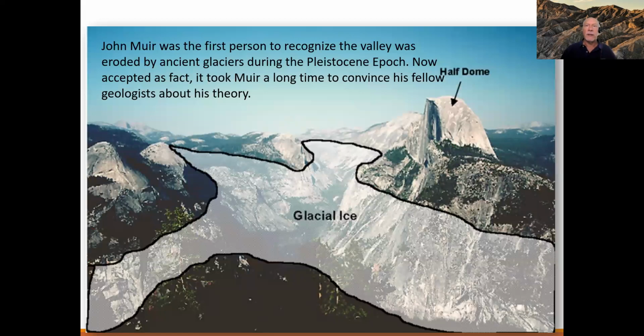John Muir, that we talked about in Module 1, he was the geologist, naturalist, who came to Yosemite in the 1800s. And he basically is the first person who said glaciers are what carved Yosemite Valley. The other geologists at the time kind of dismissed his ideas, didn't believe him. But now that's an accepted theory for how Yosemite Valley was carved.